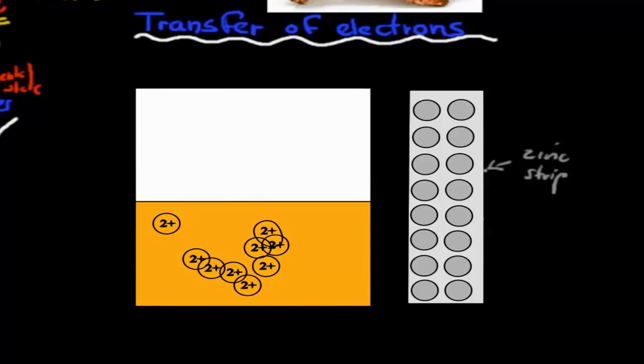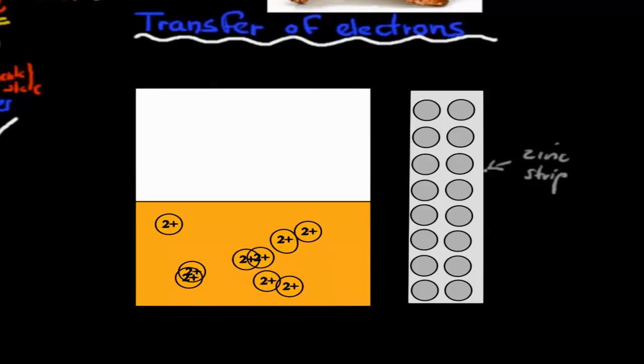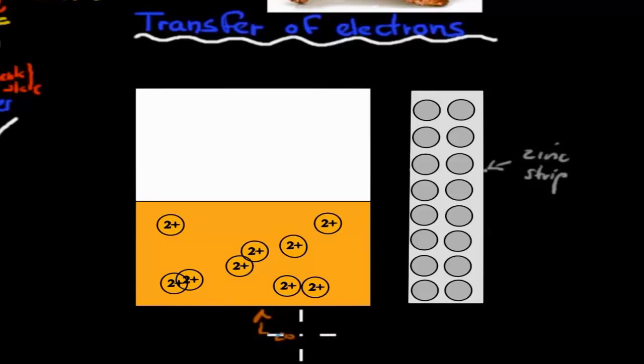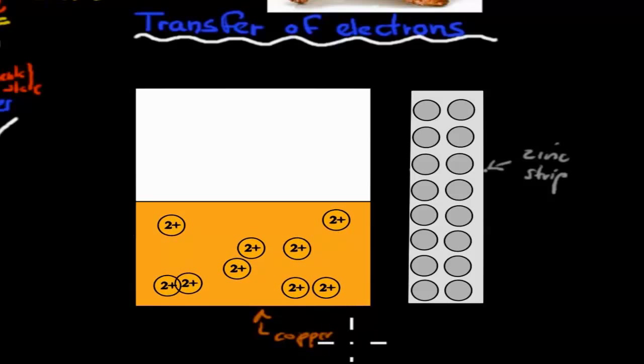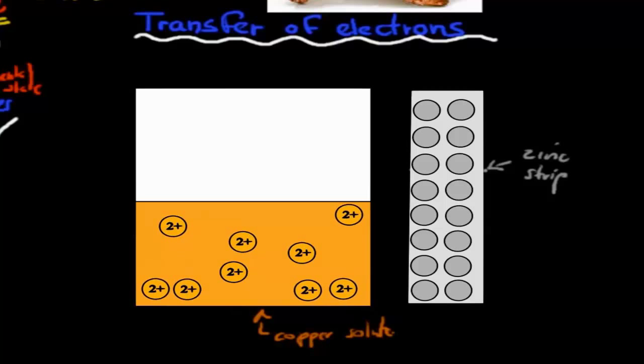As you can see, we've got our zinc atoms here, which are neutral at the moment. They don't have a charge. And we also have our copper. So this is our copper solution. And again, as you can see in a copper solution, we have 2+ charges, which means they're cations.